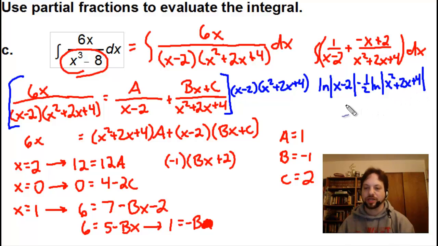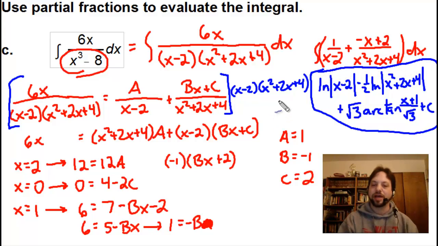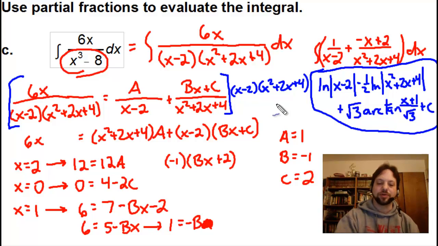And then, of course, maybe it's not so clear, but if you work it out, you'll get square root of 3 arctangent of x plus 1 all over square root of 3. That's by completing the square down here. So that's what we end up with for that. It's not pretty, but it does work. And with that, why don't we take a look at our final example? It's a fun one, too.